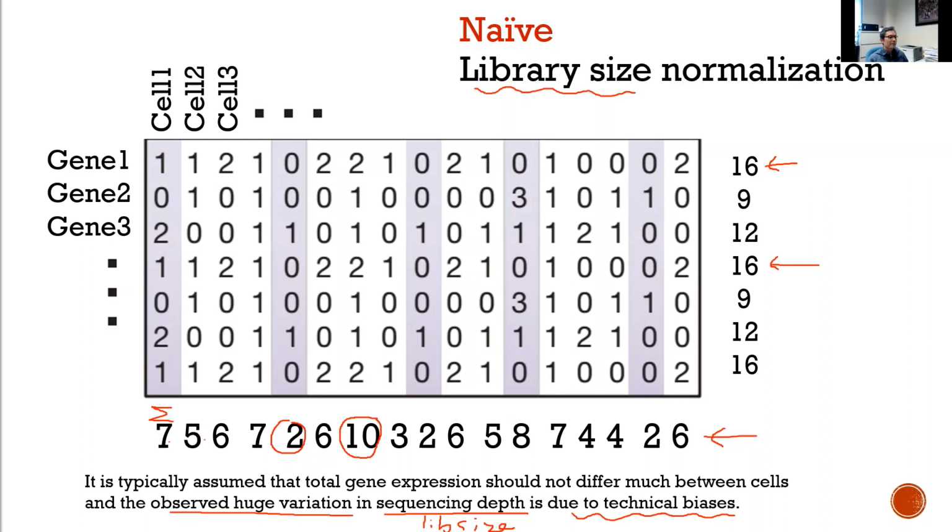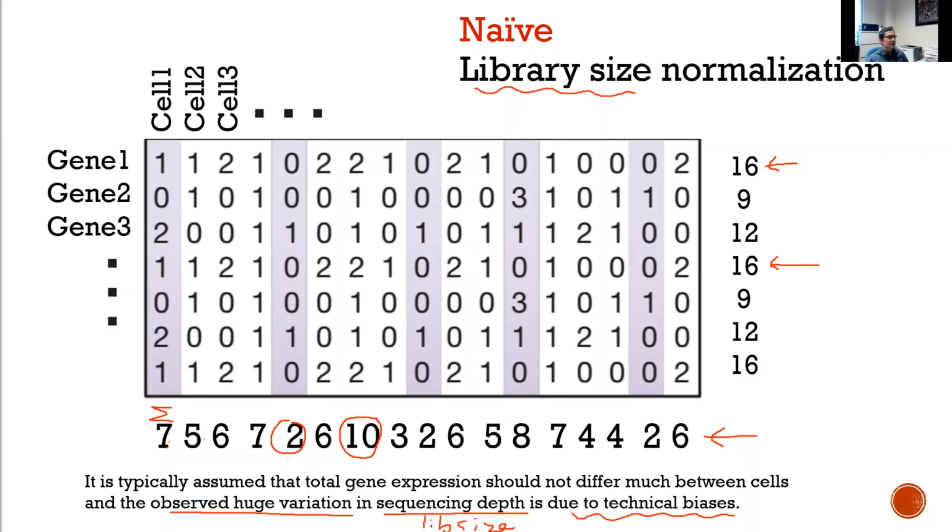So if everything is the same, and we assume we should sequence the same amount of reads across all the cells, you expect all these numbers to be the same. So that's an assumption in the naive library size normalization. Let's see how we can do it.